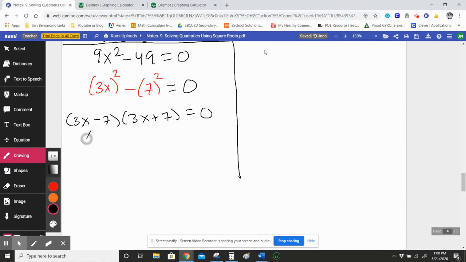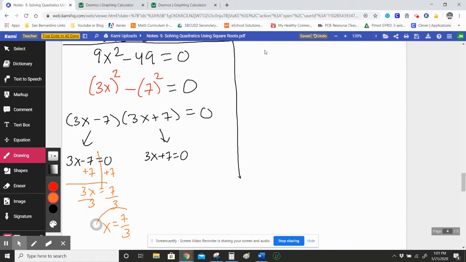So each one of these parts I can set equal to 0. So 3x minus 7 equals 0, and 3x plus 7 equals 0. When I draw the wall and solve for x, I get plus 7 on both sides. 3x is equal to 7. Divide by 3, divide by 3. So one of my answers is x equals 7 over 3.